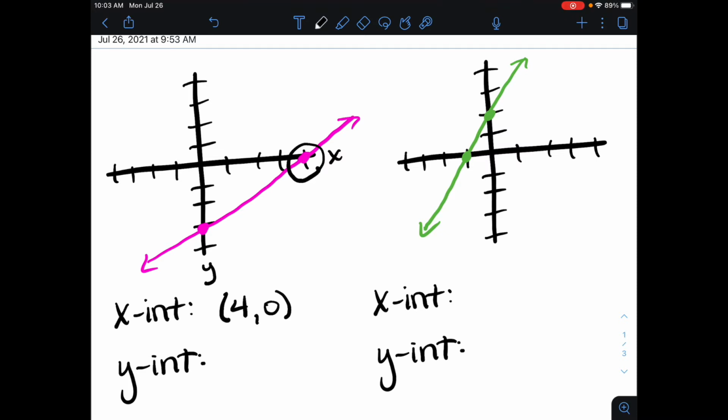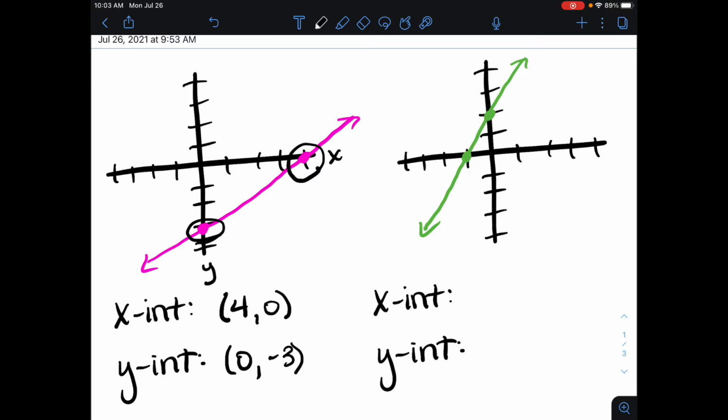Okay, y-intercept. We're looking for where it's crossing the y-axis. It has not moved off of this axis to the left and right, so the 0 is the x value. The y, it has moved down 3 from the origin, so it is -3. So (4, 0) is the x-intercept, (0, -3) is the y-intercept.